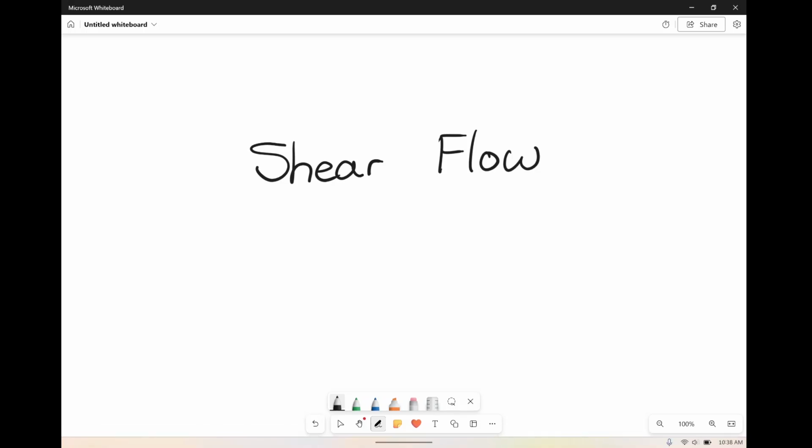This video is going to cover shear flow. Shear flow is the shear force that we have per length down the longitudinal axis of the member when you have connected parts. And it has two equations really.